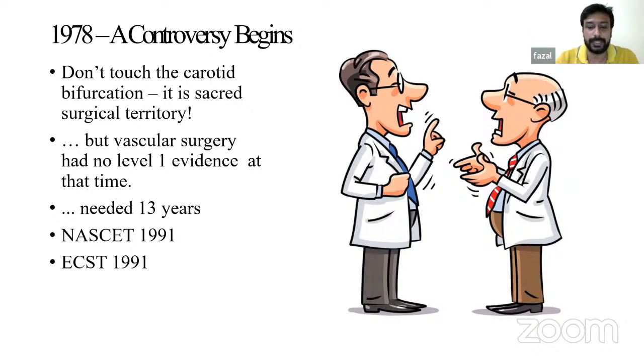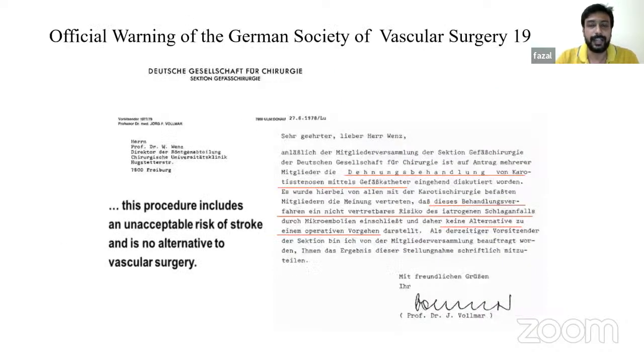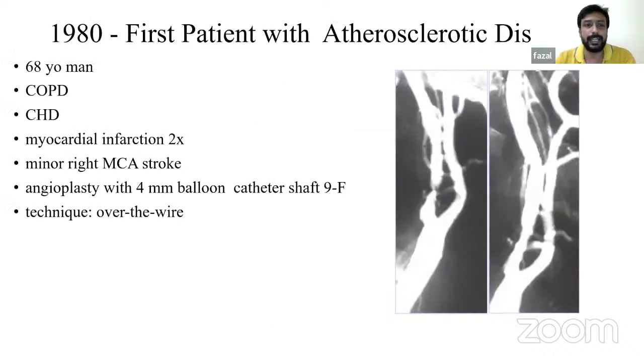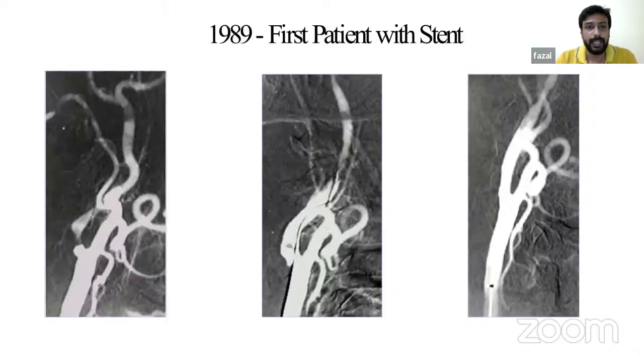It took almost 13 years to come up with the NASCET and ECST guidelines to say that in select patients stenting actually works. In the same year, the German Society of Vascular Surgery also raised an alarm saying that this procedure has unacceptable risks of stroke and there is no alternative other than vascular surgery to touch the carotids. In 1980, the first angioplasty rather than stenting was done, in an atherosclerotic disease patient, with a 4 mm balloon and a 9 French catheter shaft over the wire technique. And in 1989, the first patient was stented. So from there, we have come a long way.